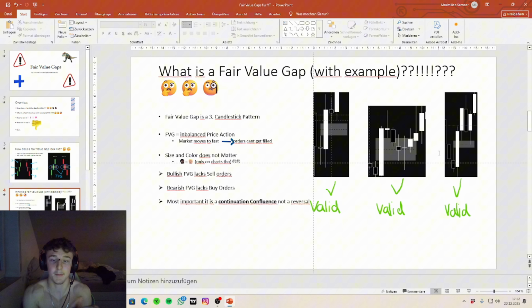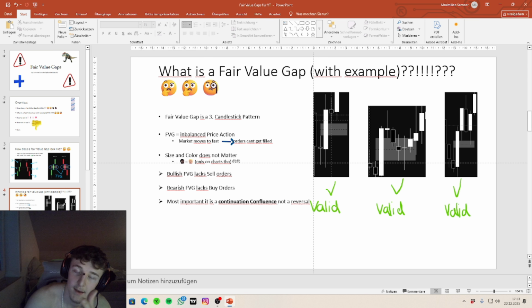So a bullish FVG gap lacks sell orders, way more buyers than sellers. I don't have an example here, but a bearish FVG gap lacks buy orders. Basically the same, just to the other side. And most important, a FVG gap is a continuation confluence, not a reversal confluence. We use FVG gaps to get an idea where the market is going, and FVG gaps are used for retracement, not for reversals.